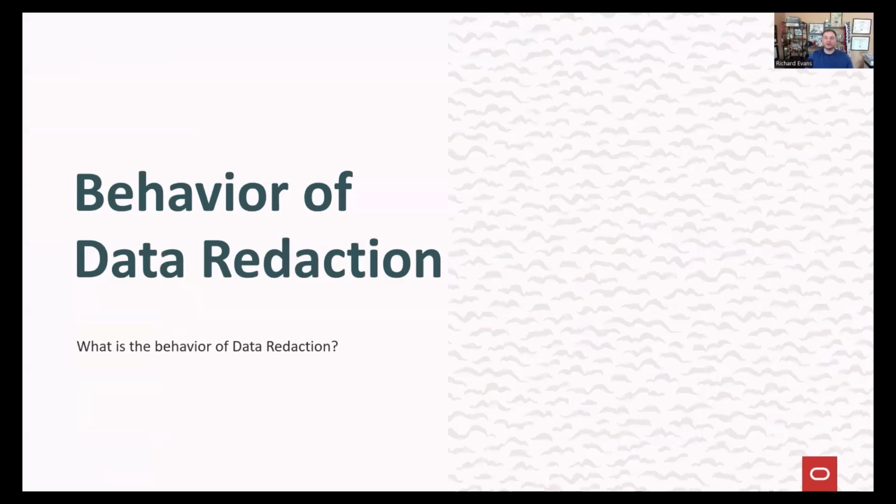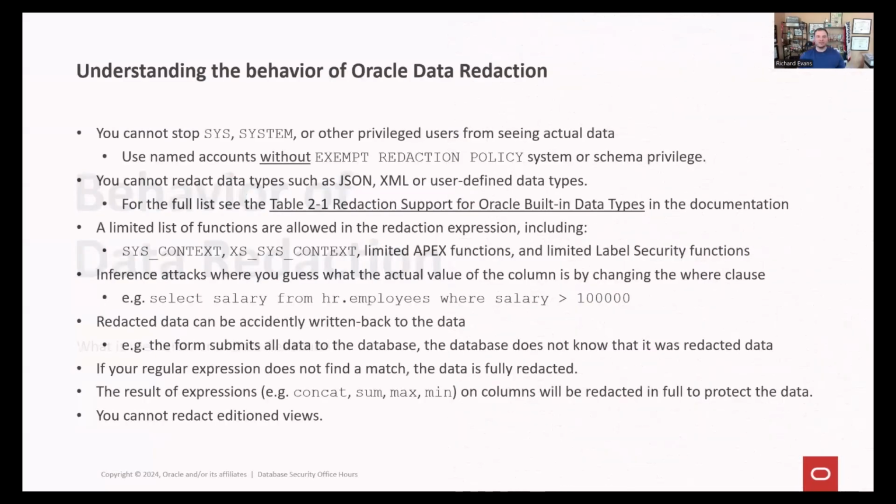So let's go a little further into what that means with the behavior of data redaction. The first thing is can't stop SYS or SYSTEM, right? Or other users with that exempt redaction policy privilege, they have it. They're going to see actual data, unredacted data.